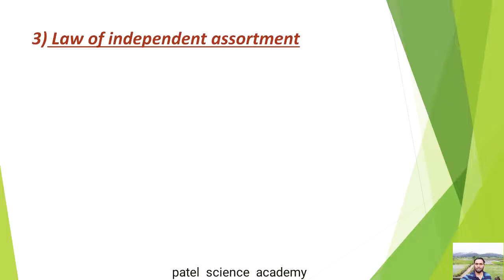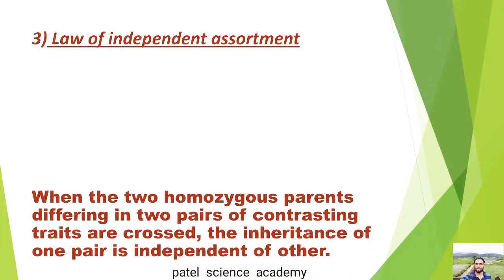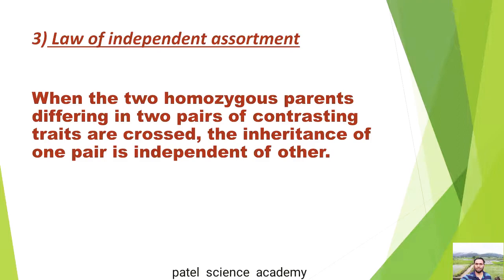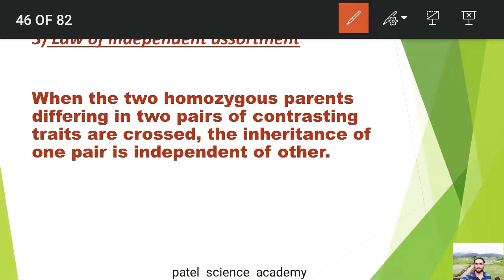Now we'll see the last and third law of Mendel, that is called the law of independent assortment. So dear students, this is the last law, and in this law we'll see the dihybrid cross. The statement of this dihybrid cross is: when two homozygous parents differing in two pairs of contrasting traits are crossed.